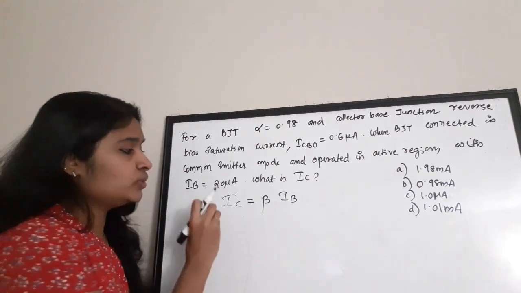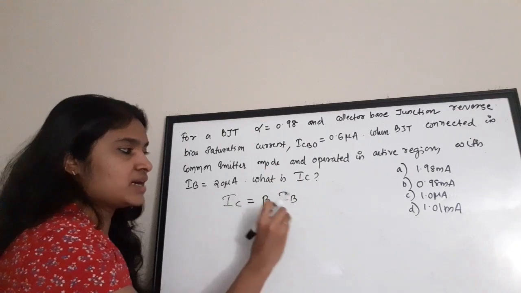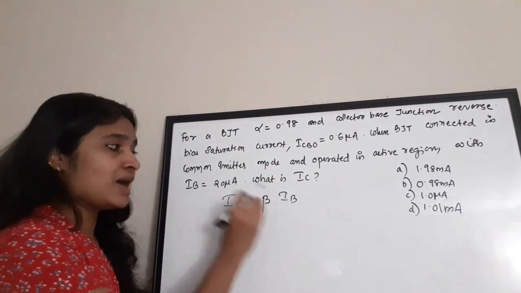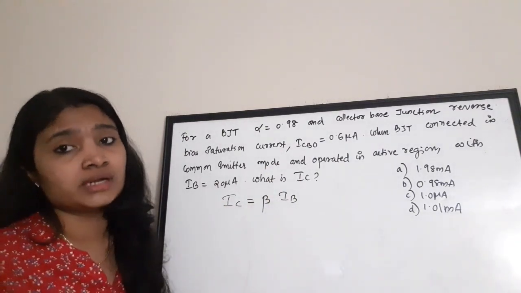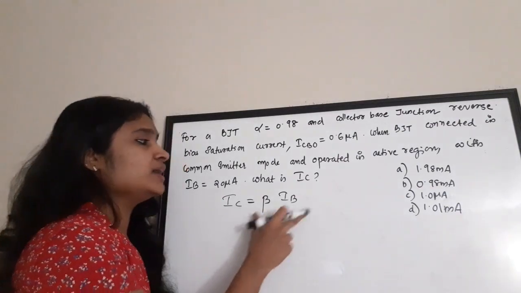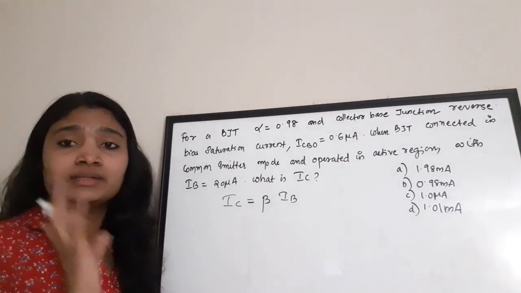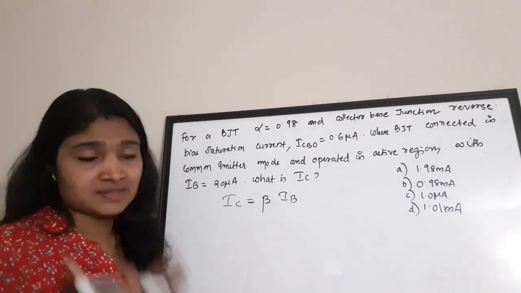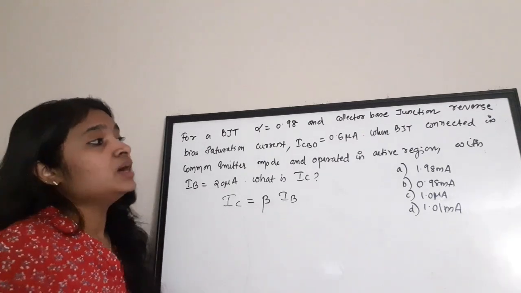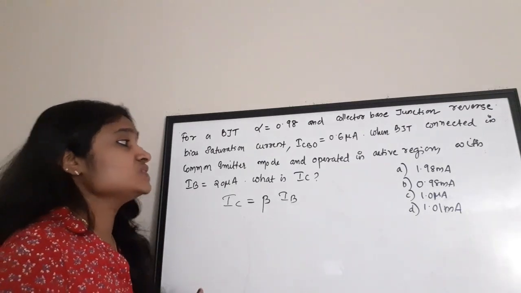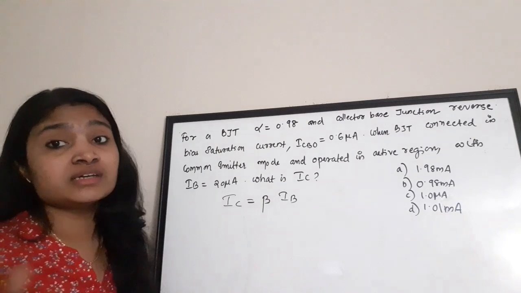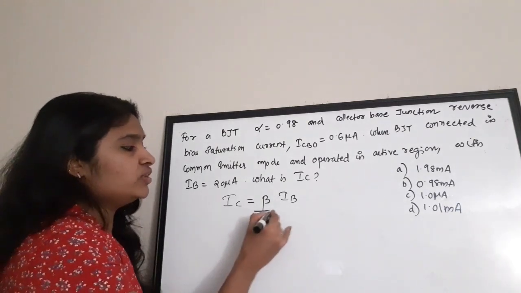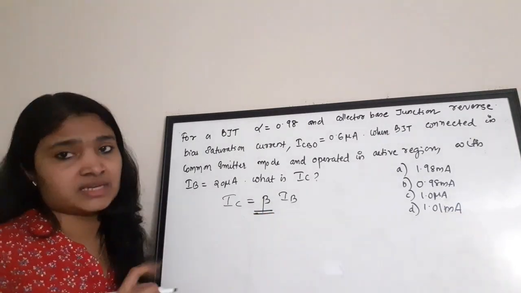That is, output current is IC, input current is IB. So, output current will be the amplified version of your input current. That is, beta times the IB is getting amplified. That is happening in the transistors during the active region. And also it has been given that the transistor is connected in common emitter mode. So in common emitter mode, we know that the current gain is beta.